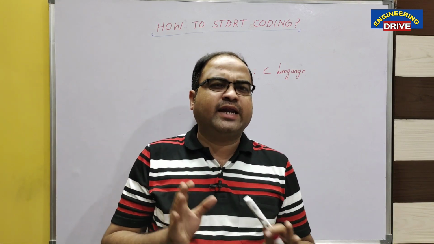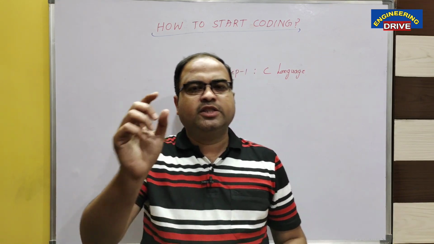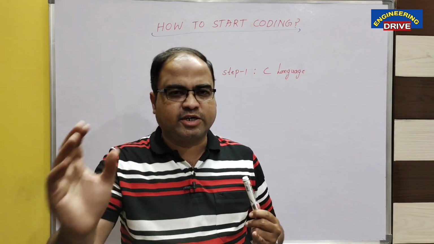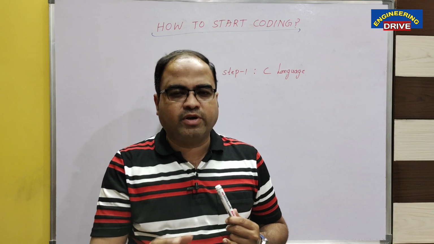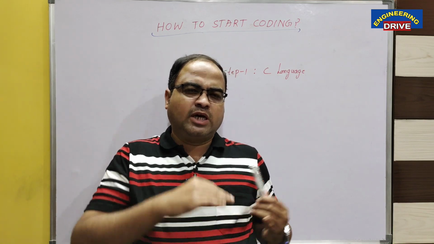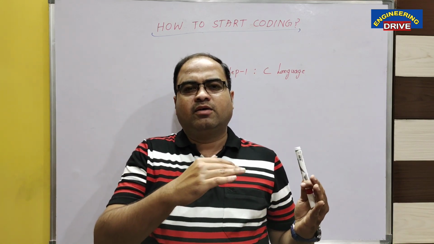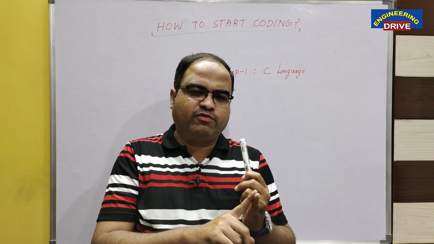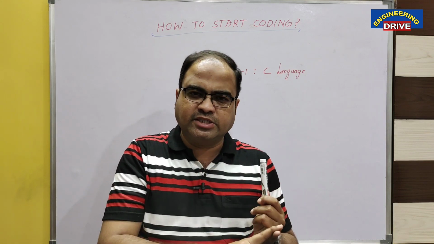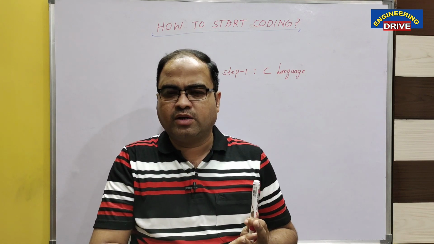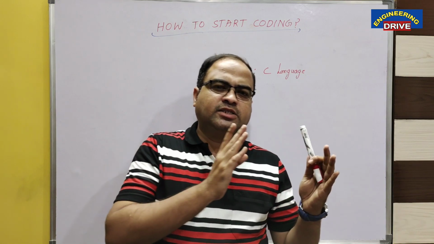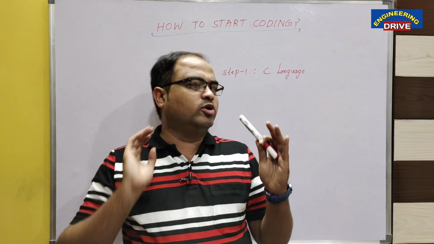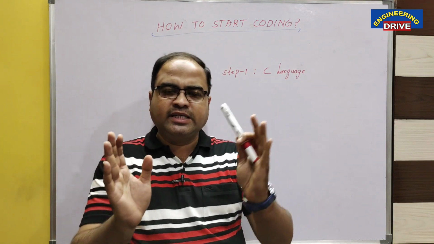Once you have learned C language, then you know what a program is. You can tell that a program is a set of instructions. What is software? Software is a collection of programs. Now you have come into the family of coding. Once you start learning C language, you will be able to differentiate what is a program, what is an instruction, what is software, what is a compiler, what is a source program, what is the meaning of a machine language program. You can differentiate each and everything once you complete step one, that is C language.